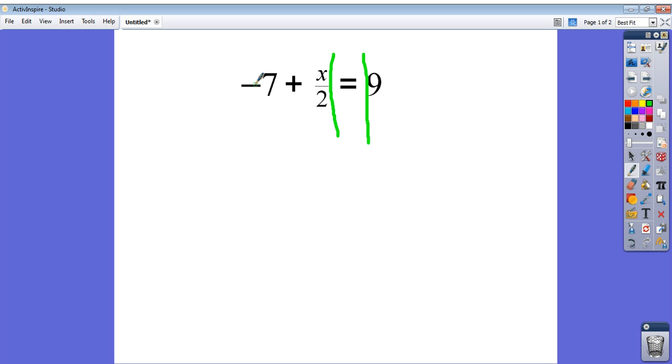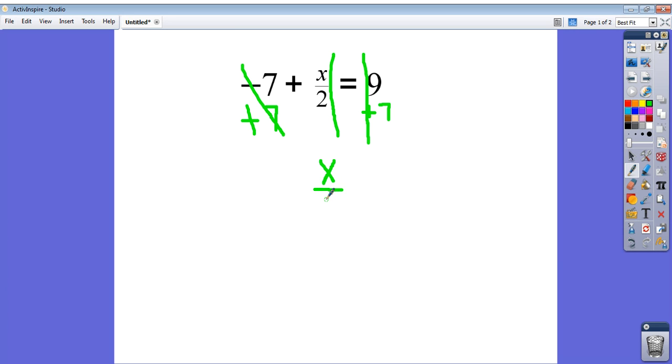Because it's a -7, to move it across my equal sign, or to combine it with that 9, I need to do the opposite of -7, which is add 7 on both sides. Once I do that, -7 plus 7 is 0, and I'm left with a positive x over 2. I'm going to bring that down.